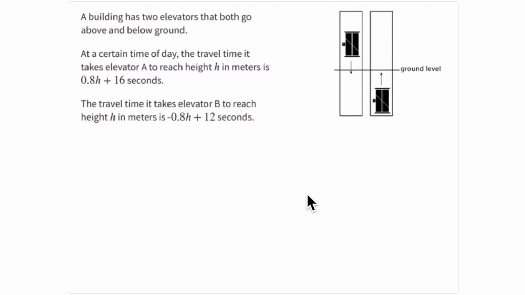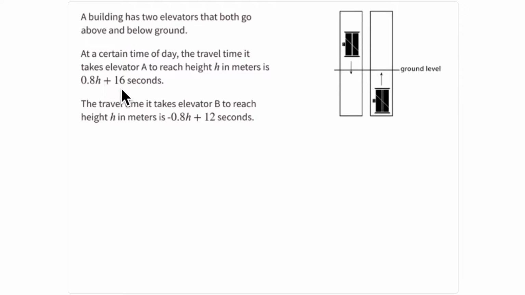So the way that you visualize mathematics is to make graphs, look at graphs. And so the authors made this a little bit difficult in that they gave you expressions that were in terms of height. And so I wanted to put these graphs together where time is equal to 8/10 seconds per meter times the number of meters plus 16 seconds for elevator A, and for elevator B, it's a negative 8/10 seconds per meter times the number of meters plus 12 seconds for elevator B.